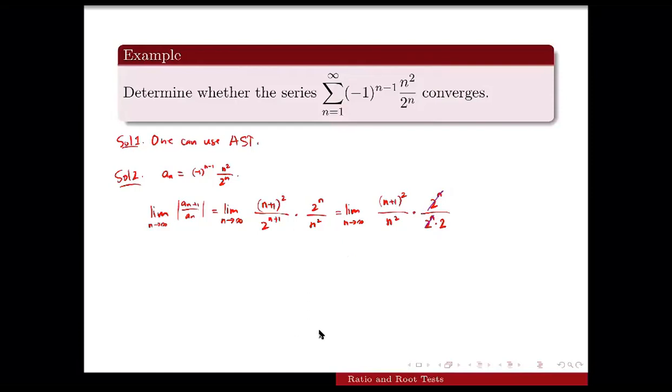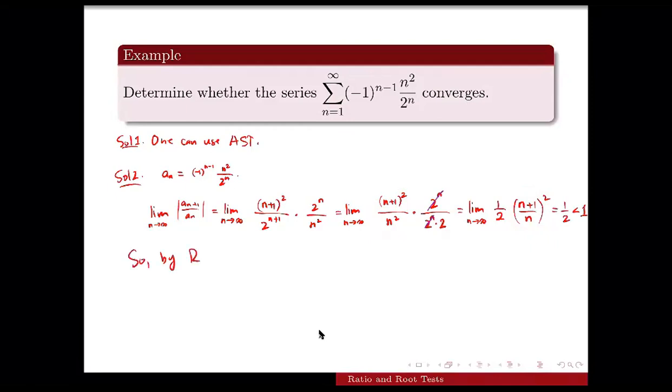Let me write it here. You will have the limit as n approaches plus infinity of 1 over 2, coming from this, and then you can combine the rest into a single power: n plus 1 over n quantity squared. As n approaches plus infinity, this is just 1 because you're just squaring it. So this is equal to 1/2, and this is less than 1.